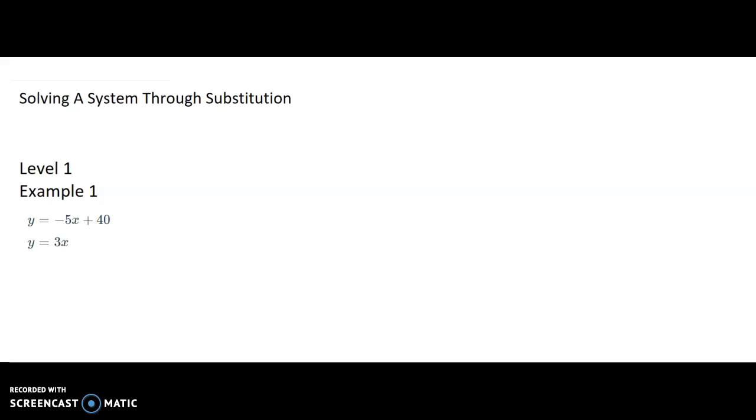Hello guys, today we're going to be solving a system through substitution. Make sure you copy down the notes, pause the video if you need to, learn how to be a proactive note taker. Make sure you copy it, label everything down.